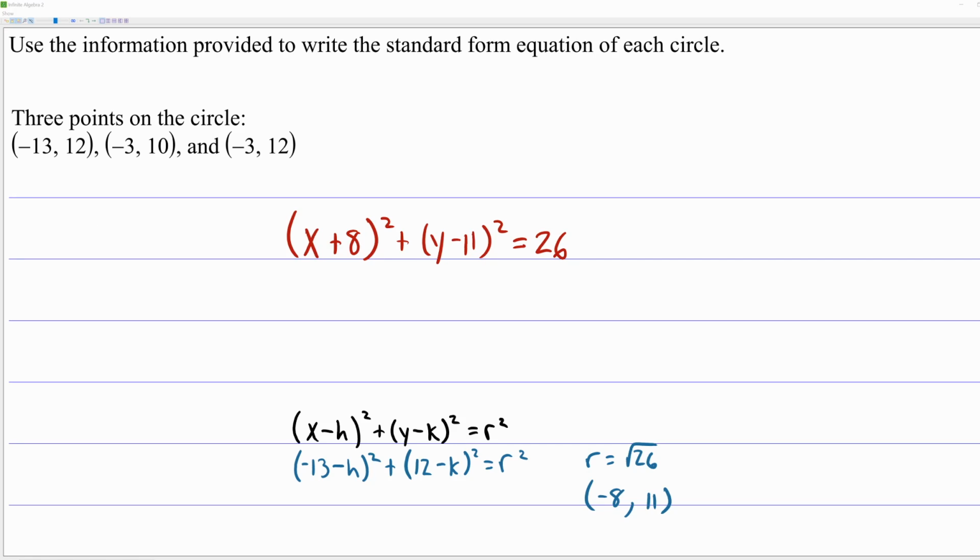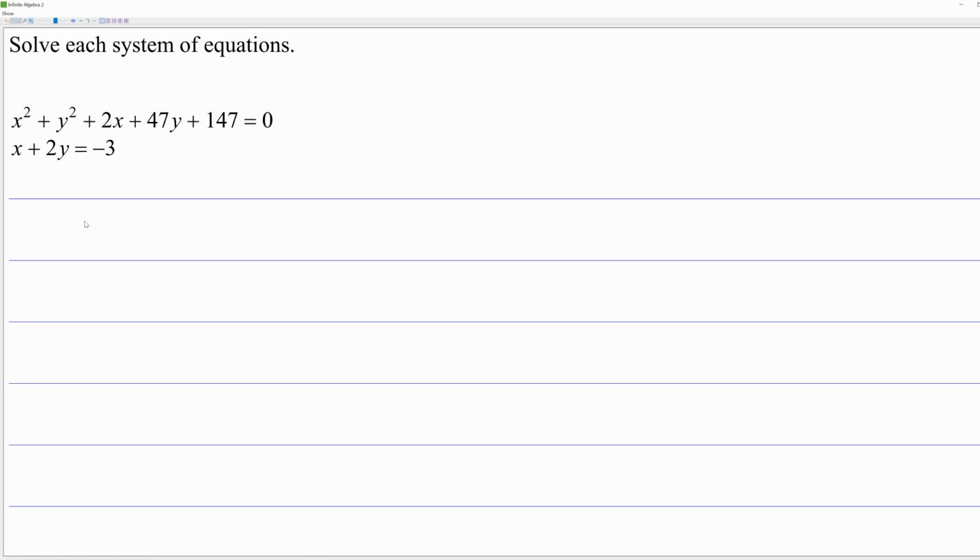Now, next up is another slightly more advanced example. Here, we want to solve each system of equations. Well, what does this have to do with circles? If you look at this top equation, we have x squared plus y squared. That means this is going to be the equation of a circle. We've done this in class, where if you complete the square twice, you can write this equation in standard form. Now, we're not going to do that here because we'd have to undo it anyway. So we have the equation of a circle, and then the equation of a line.